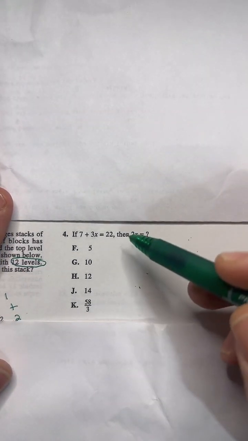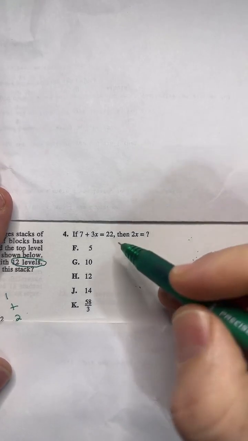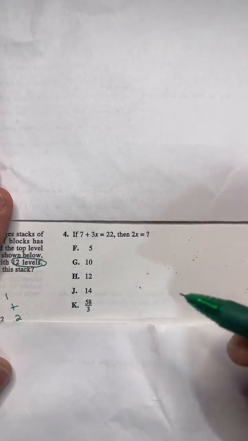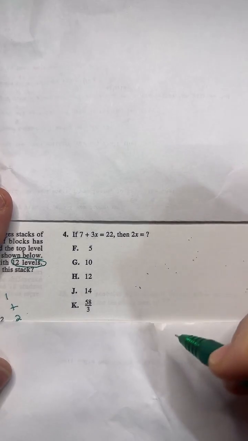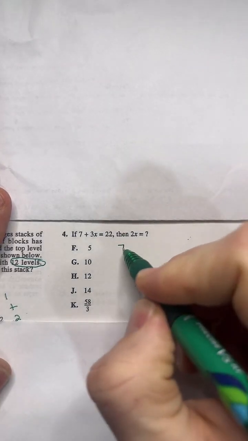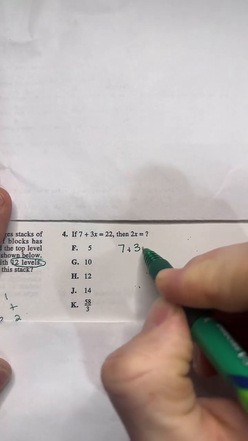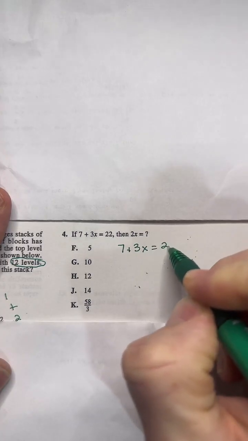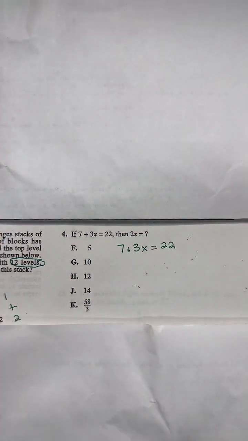The problem is very easy. But it doesn't say what is x. It says what is 2x. Don't get confused over this, because what we have to do is solve for x and then just double it. Okay, so not too bad.